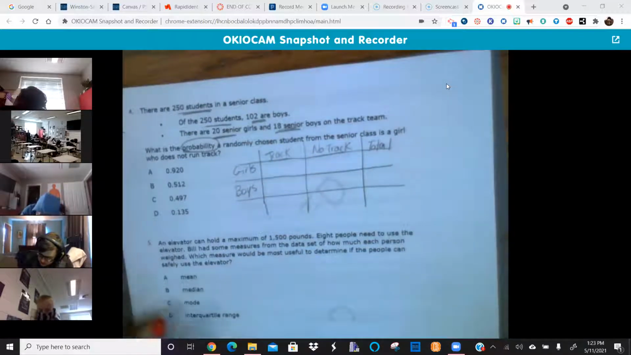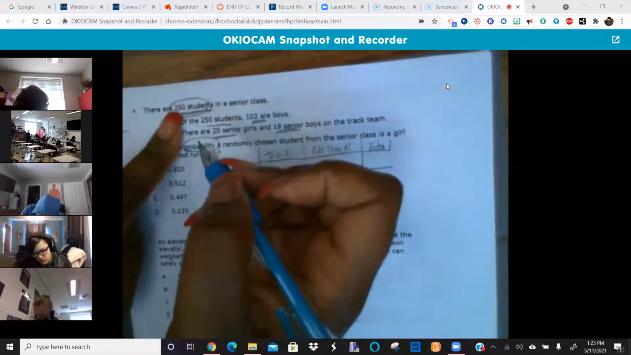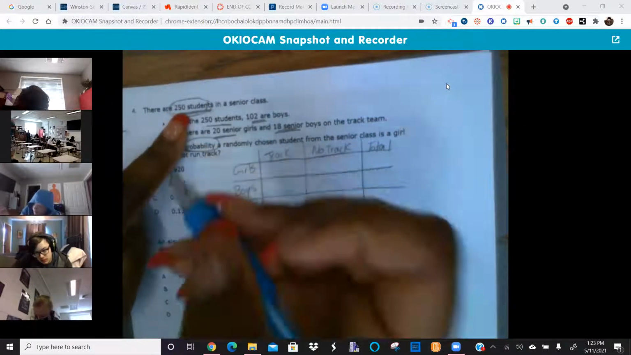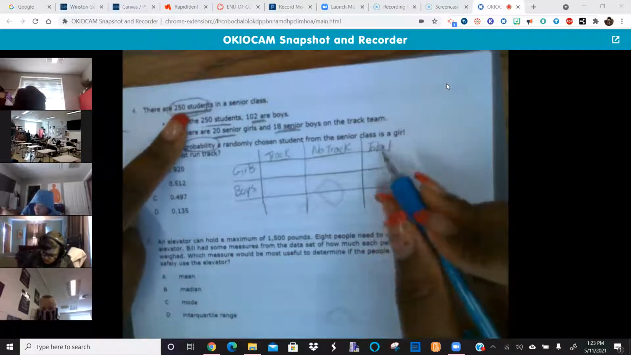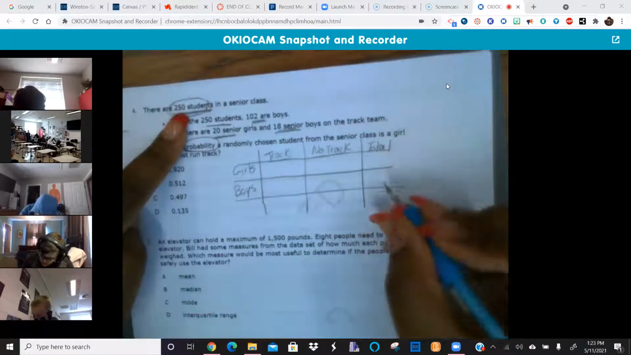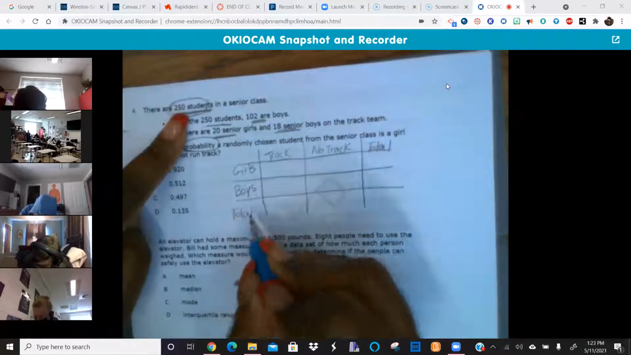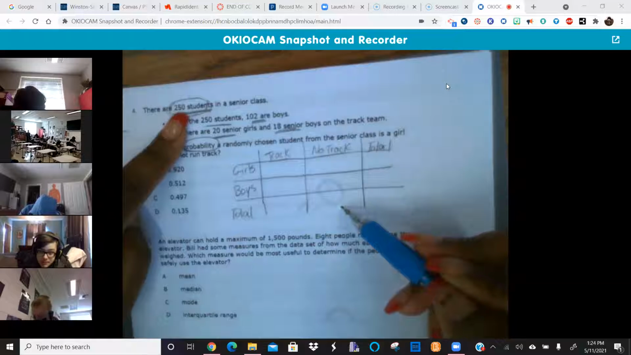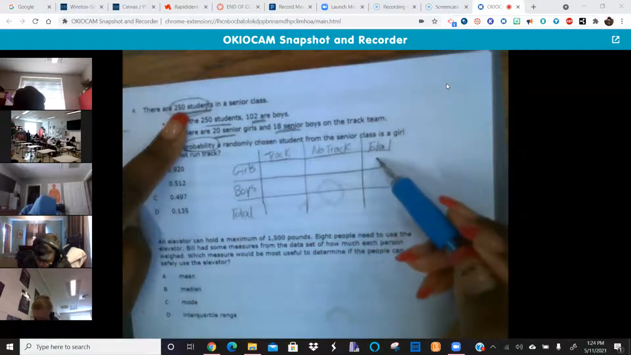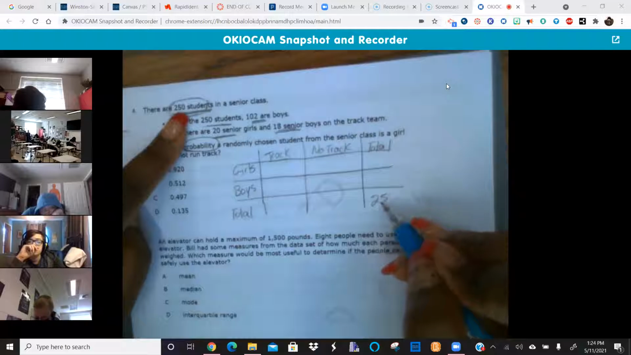Okay. So my grand total amount of students, this is super important. This is the information they give you, is 250 students. So the grand total of everybody always goes in this bottom corner here. This is the grand total of everything. Okay, this is the total. Well, I could put totals right here. That might help you. This is the total people that run track, the total people that don't run track, and the totals of girls and boys. So the grand total is right here.